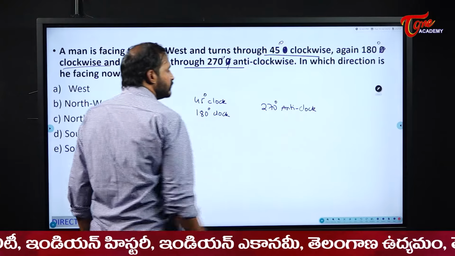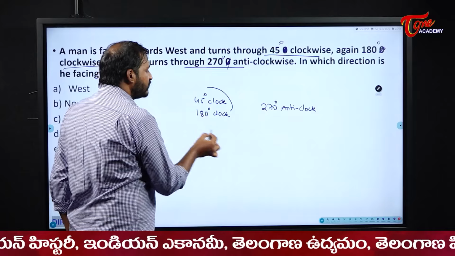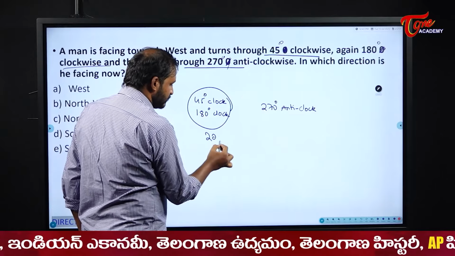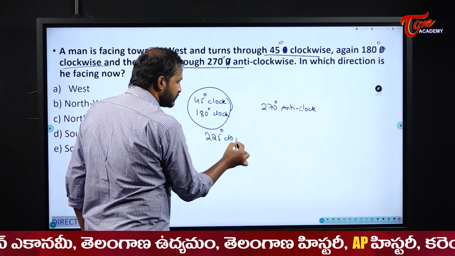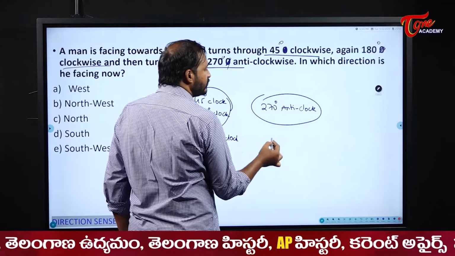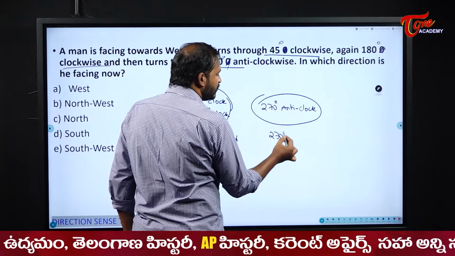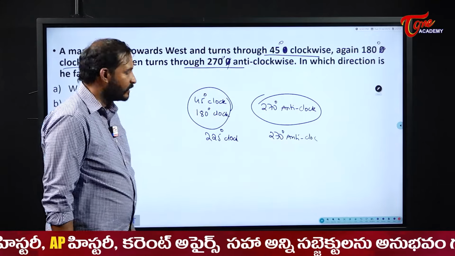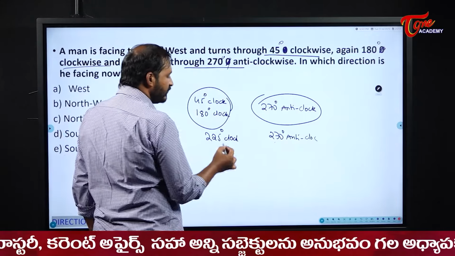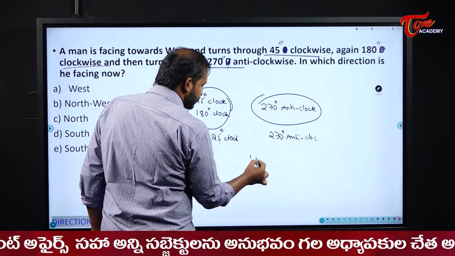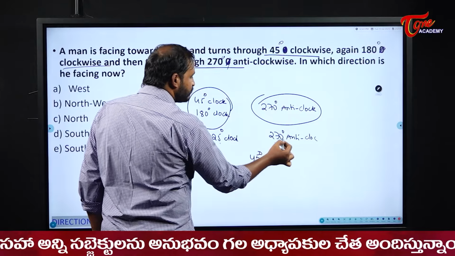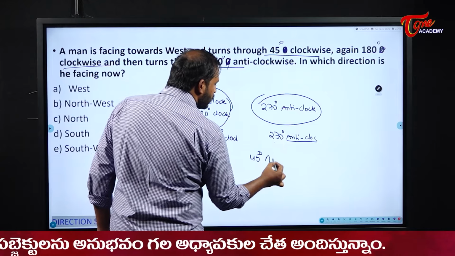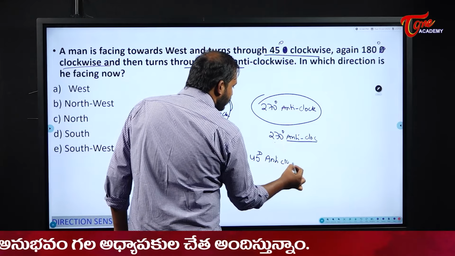No, right? So, what is the sum of the total clockwise directions? 225 degrees clockwise. And what is the sum of total anti-clockwise? Only one is there, that is 270 degrees anti-clockwise. What is the difference between 270 and 225? 45 degrees. Which one is more? Anti-clockwise. So, 45 degrees anti-clockwise.